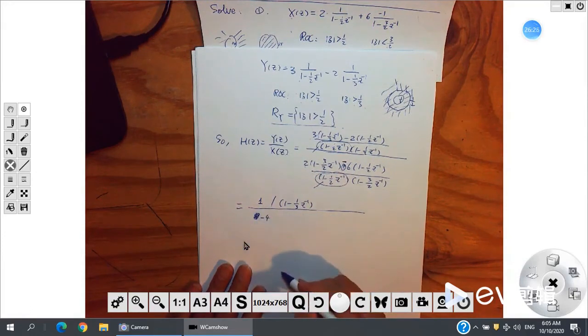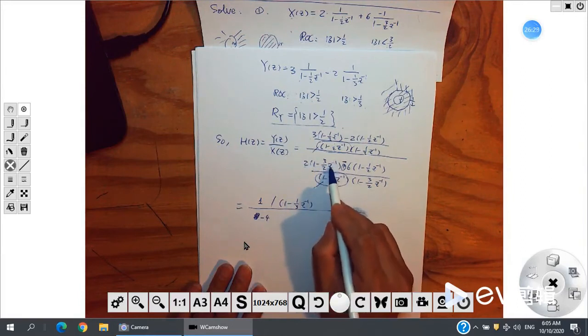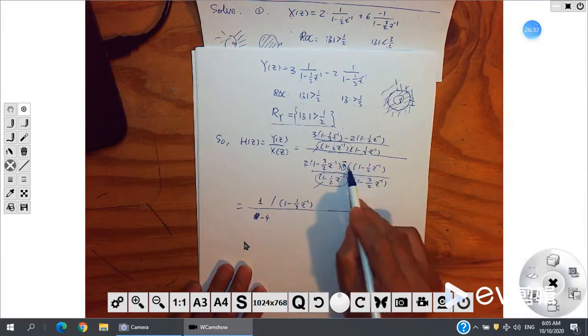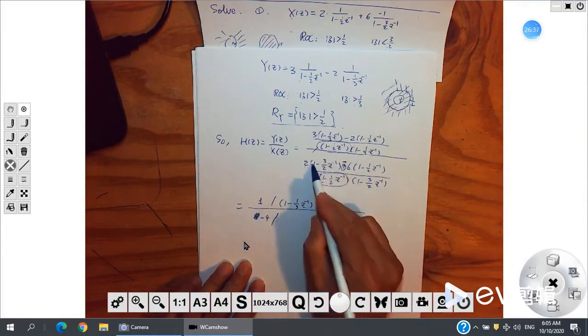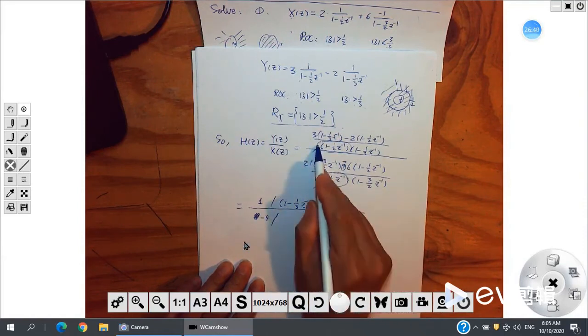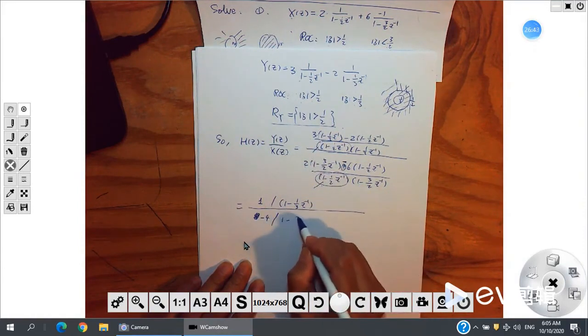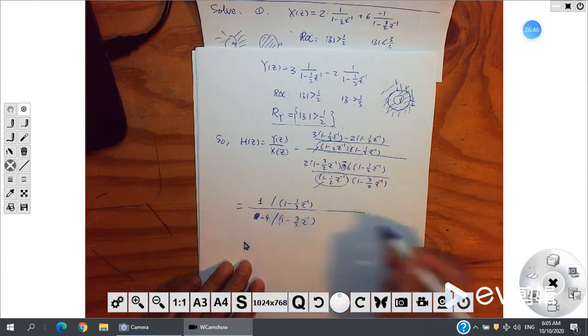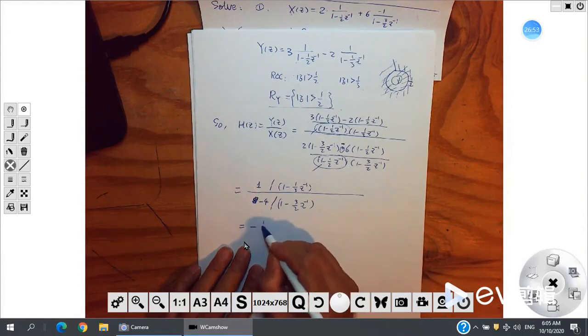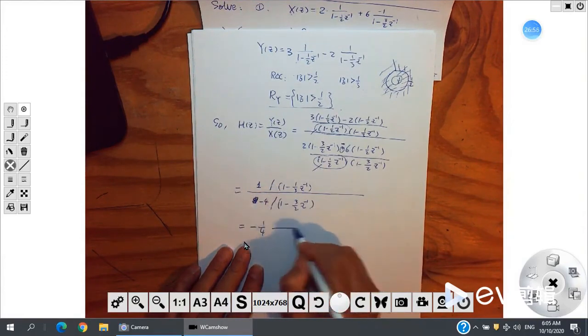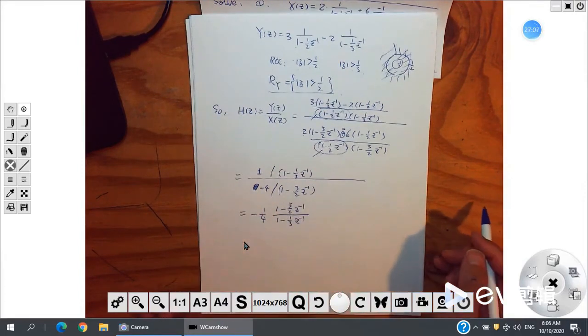Negative 4. And then this is a negative 3 z inverse, and here is a positive 3 z inverse. So the z inverse terms cancel. The numerator is just negative 4. And the denominator, this one, the same cancels. So I have 1 minus 3 over 2 z to the negative 1. Okay, so this gives us what? This is a negative 1/4, right? Negative 1/4. And this one should be in the denominator, and this one will be in the numerator. Okay, this is H of z.